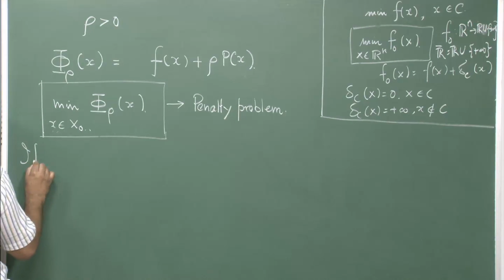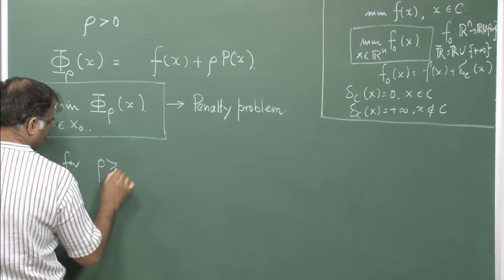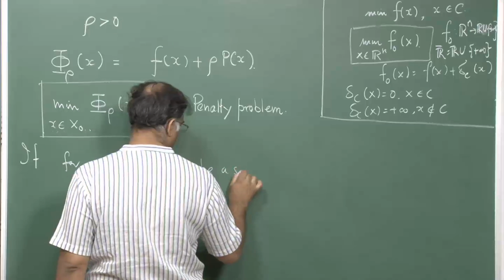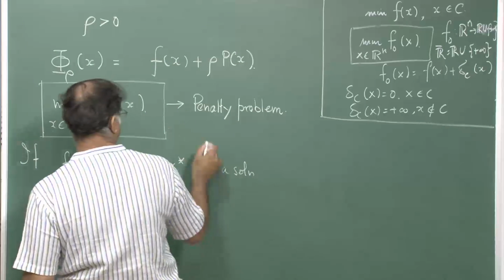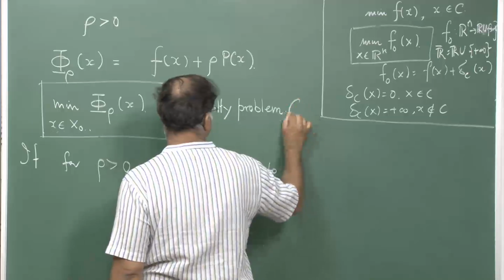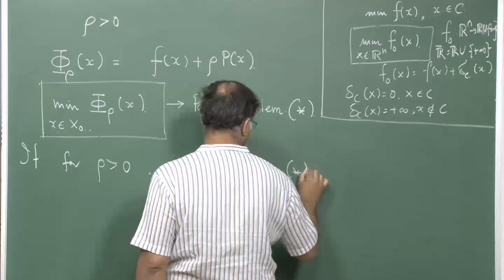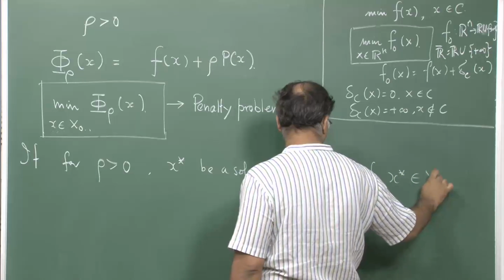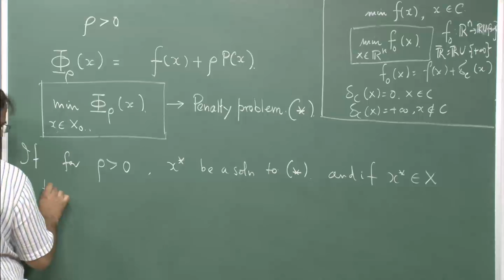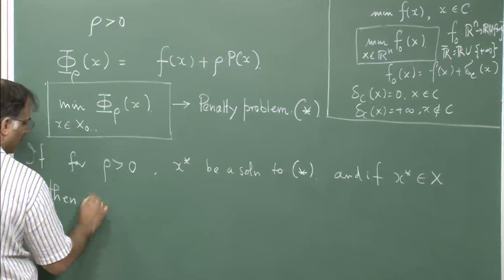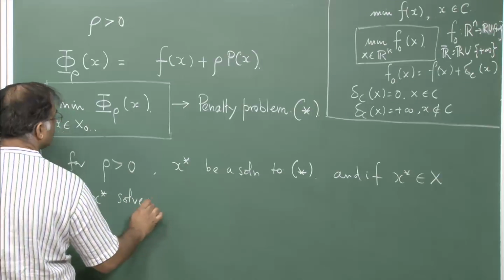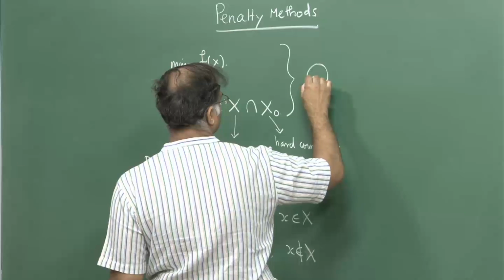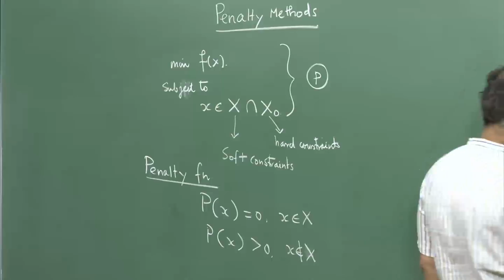So, for rho greater than 0, let x star be a solution to the penalty problem, maybe I can call this the penalty problem P star, and if x star is also an element of X, then x star solves the original problem, say P. x star solves P.